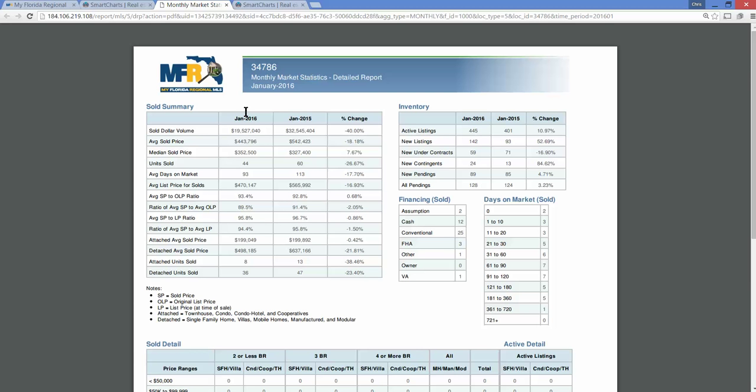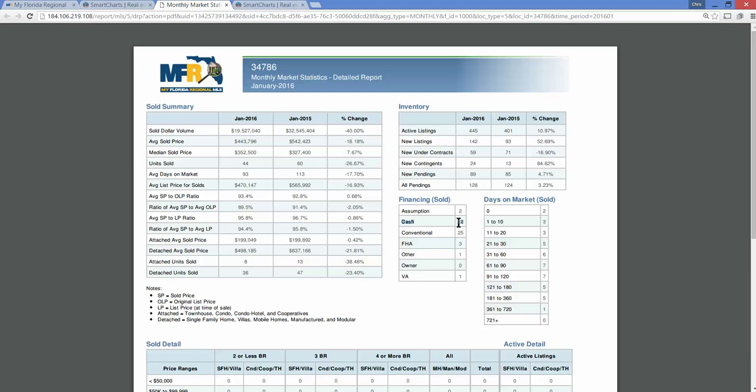And I can see this for last month, same month last year, and then what was the change year over year. An inventory snapshot of active listings, new properties under contract, new pendings, all pendings, last month, same month last year, percent change. The financing breakdown, so for those properties that sold, what types of financings were there?